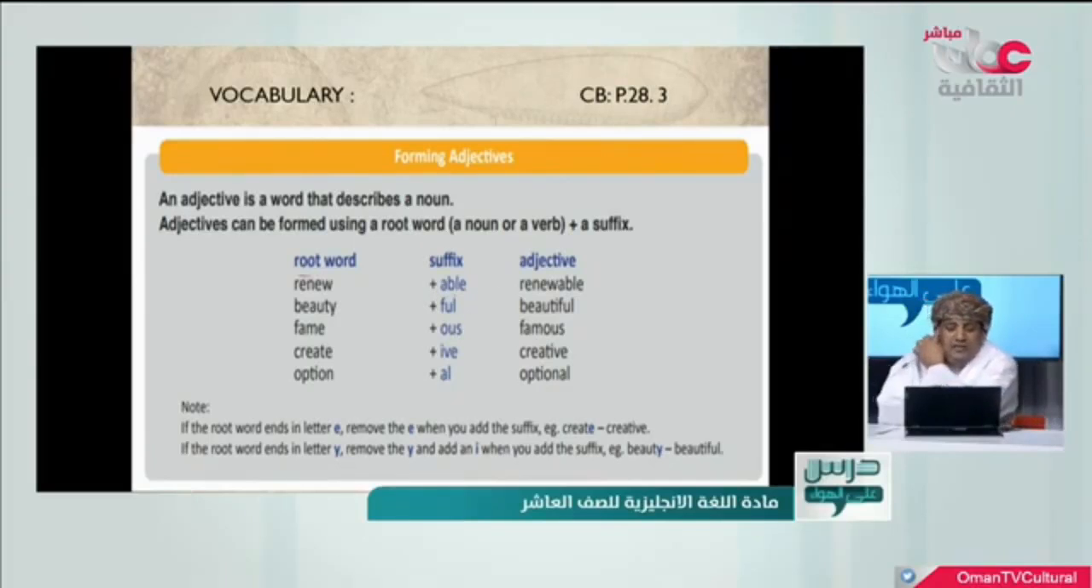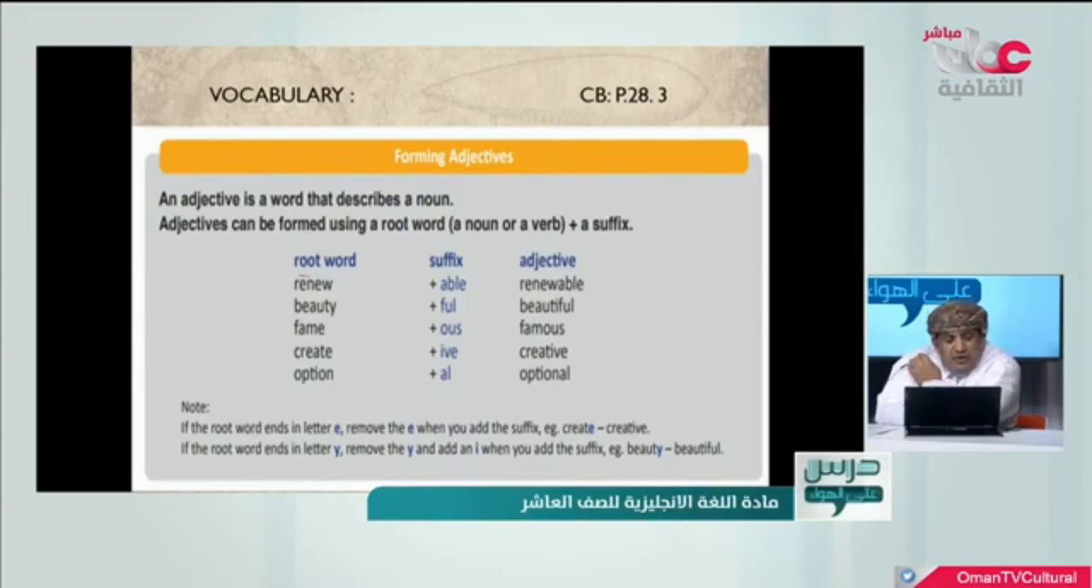Okay. Here we have beauty. If we add ful, it will be beautiful. Here we have the word fame. If we add ous, it becomes famous. Create. If we add ive, it becomes creative. Also here, option. We should add al, and it becomes optional.